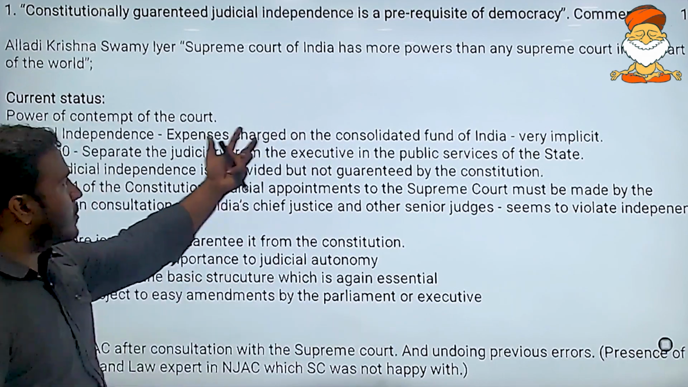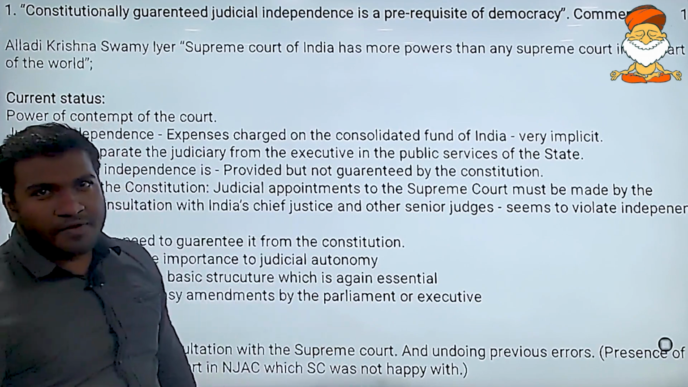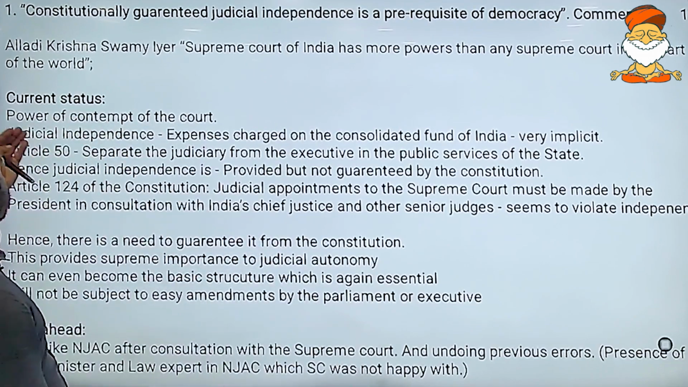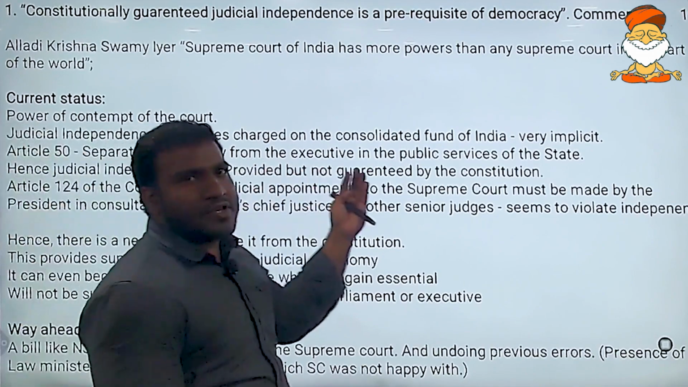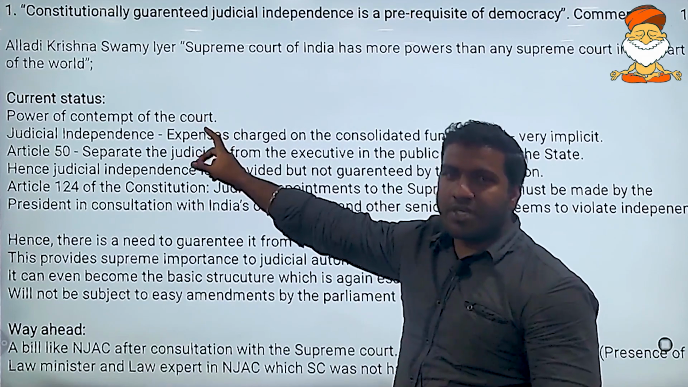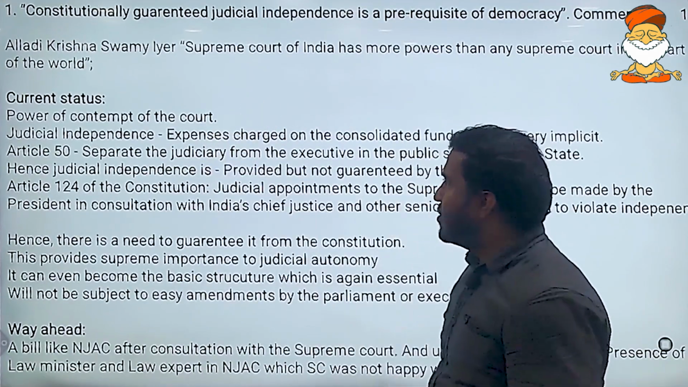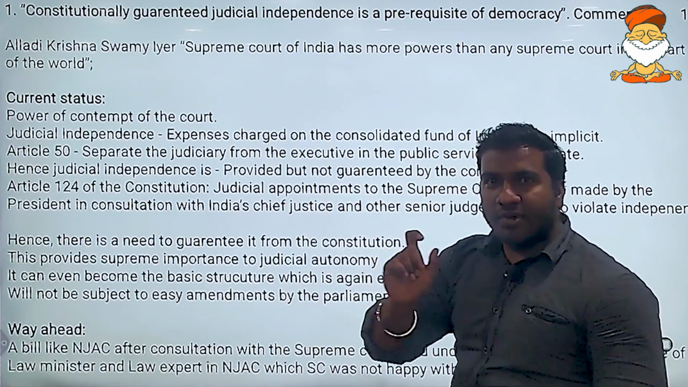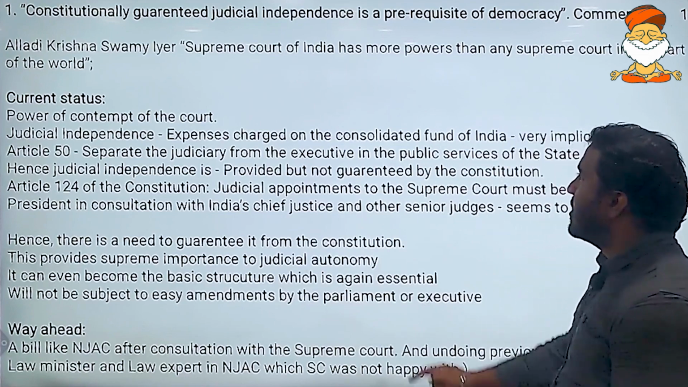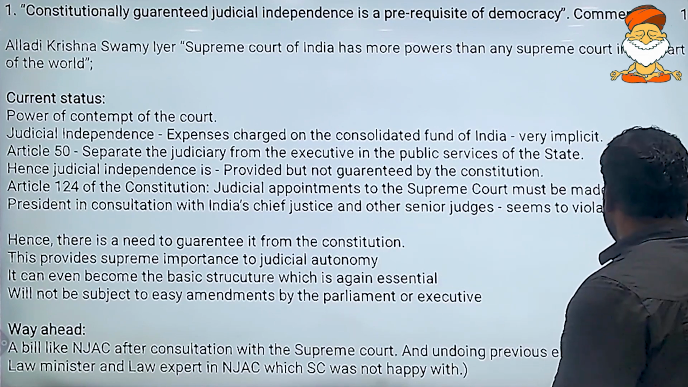After the introduction, we'll put the heading current status. To what extent do we have judicial independence inside the constitution? We have the power of contempt of court, although it is not constitutional. That is the drawback. Then, some elements of independence are given in the constitution, like the expenses of the Supreme Court, salaries, allowances and others being charged on the Consolidated Fund of India.